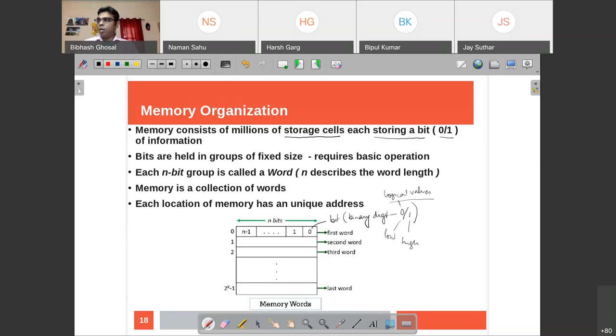Now, all these cells are grouped together to form a word. Let's say there are n bits, and together they form a word. So a group of n bits is called a word. Now, n may vary. I may have an 8-bit word, a 16-bit word, or a 32-bit word. Usually we take powers of 2, because binary is 0 and 1, already a system with only 2 possibilities. So 8-bit, 16-bit, 32-bit, 64-bit, 128-bit are the different possibilities of grouping these bits into a word.